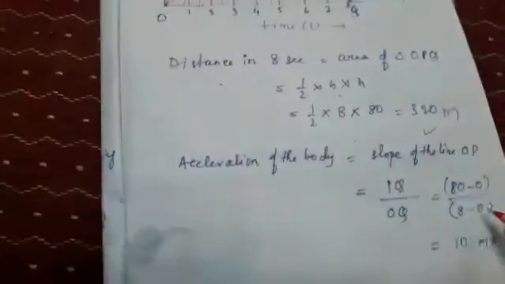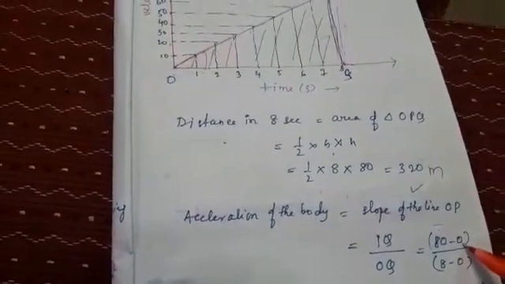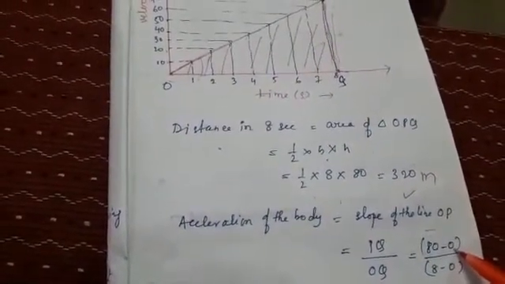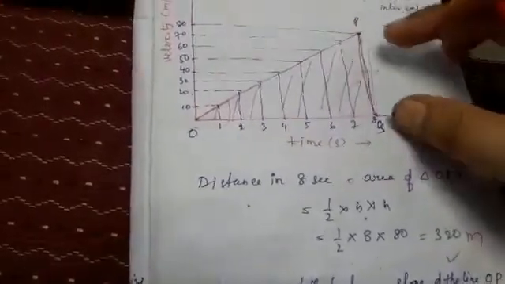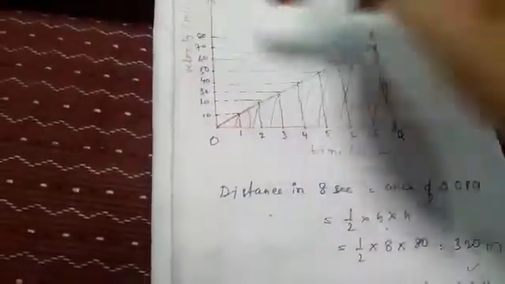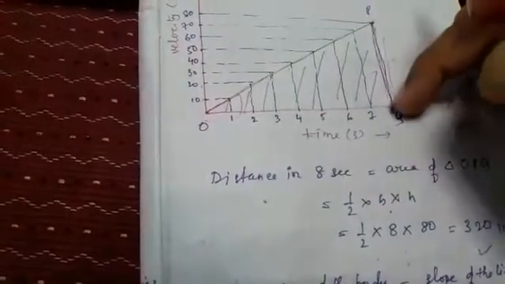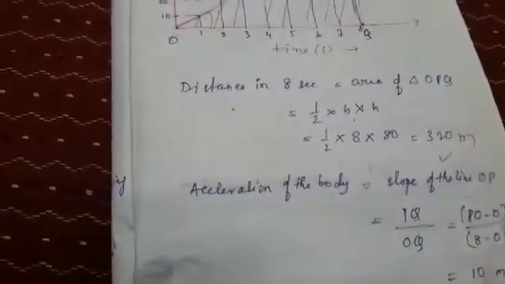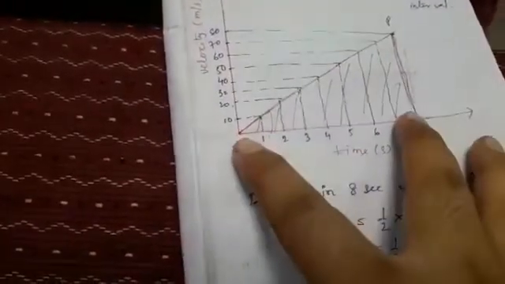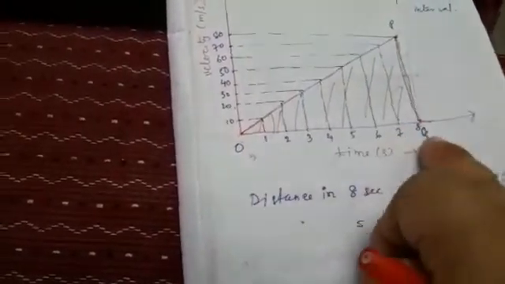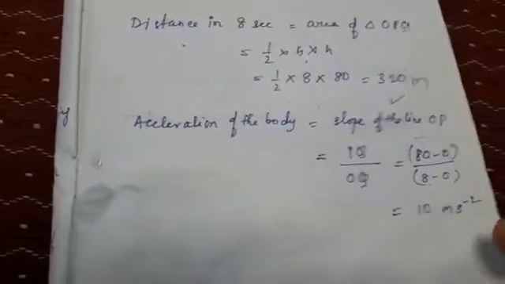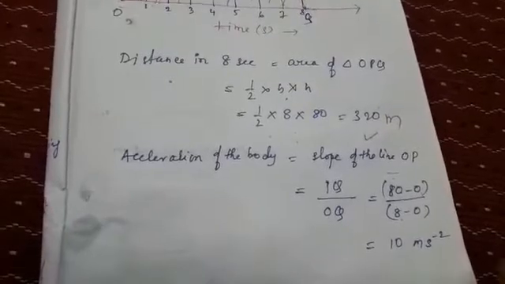80. So put here 80 minus 0. 0 you can write or you cannot write, it is showing the exact distance, that is, this P is coinciding with 80, this Q is coinciding with 0, the difference 80 minus 0 is that distance PQ, and OQ is similarly 8. 0 to 8, that is 8, or you can write 8 final minus initial 0, that is 8 minus 0, again you will get 8 only. So you cancel 80 by 8, you will get 10 meter per second square.